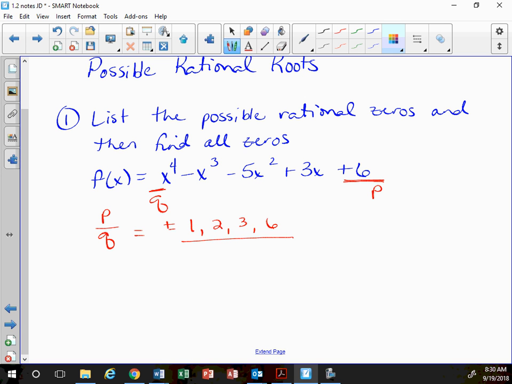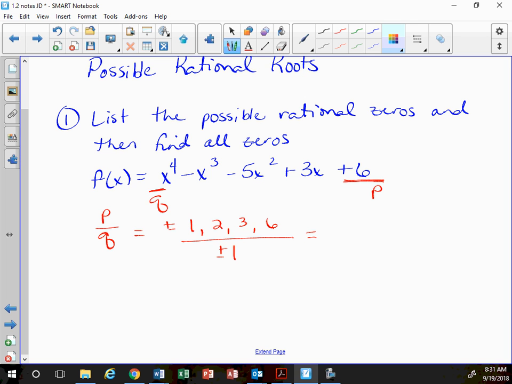And then your leading coefficient, this example is super easy. What is your leading coefficient? Well, the term is x to the fourth. What's the coefficient? 1. So the only way to get 1 is plus or minus 1. So Q is the coefficient on your leading term, and P is just the constant. All right, now all you have to do from here is make the fractions. Very easy this time since our only denominator is a 1.